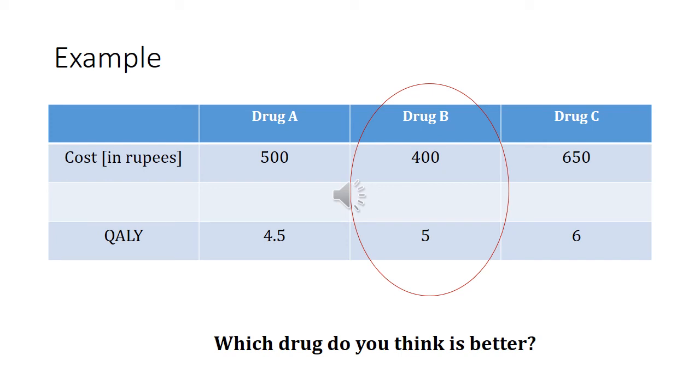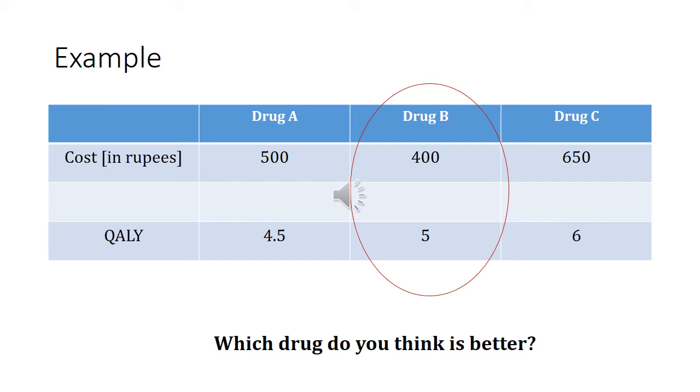If you compare drug A and B and drug C, if you just look at the cost and the outcome, which is quality adjusted life year or QALY, you will find that among the three, the cost for drug B is less, and also the quality adjusted life years has increased compared to drug A. Now drug C, the quality adjusted life year is more, but if you see the cost is also more.